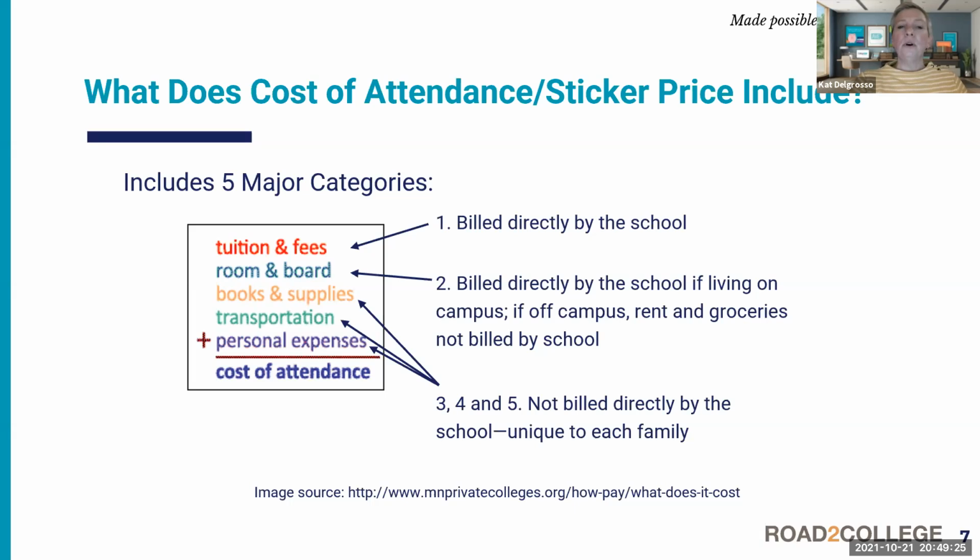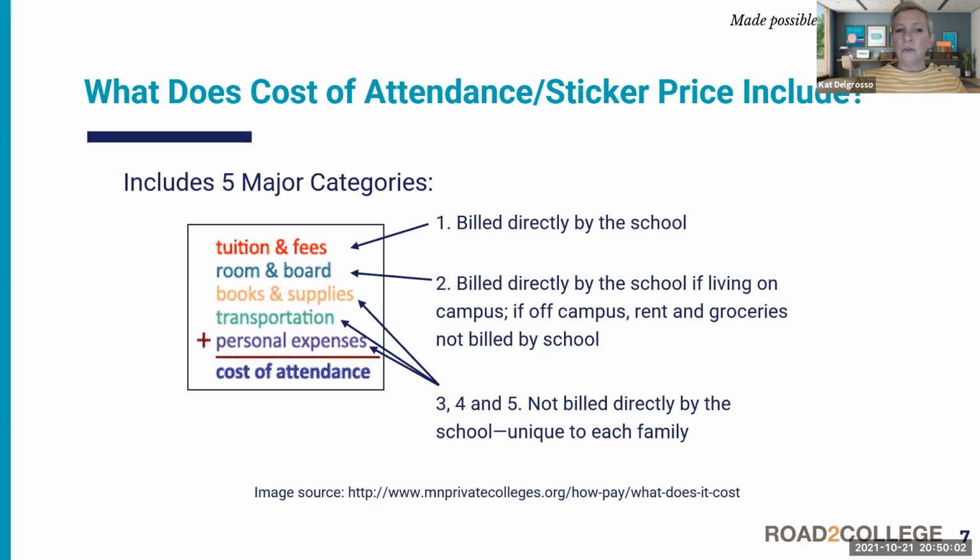And then number 2 on here is room and board. The room and board is billed directly by the school if the student is living in on-campus housing. It could be a dorm, or a lot of schools also have on-campus apartments where they might bill you directly for the rent. If the student is living off campus, maybe not in their first year but beyond that, they would be billed by the landlord who is charging them rent. Essentially, the rent and the groceries are not billed by the school.